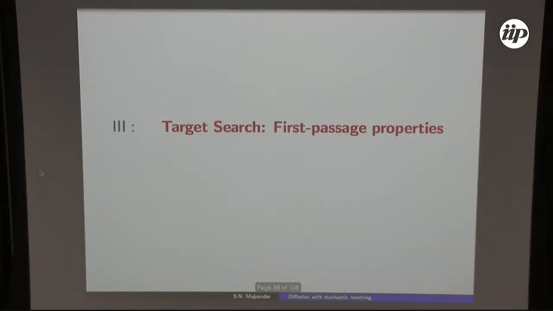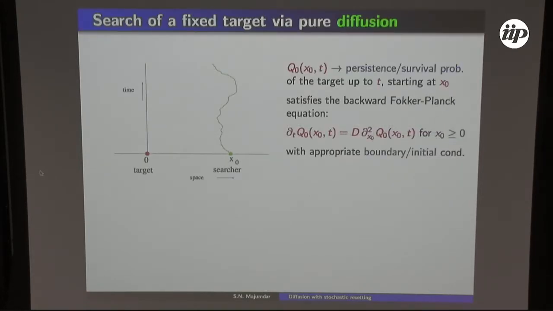So now let me go back to the original question I posed, that is the target search. My question is, does resetting really help, does it make the search process efficient or not? So let's try to analyze that. Again, very simple. I'm just doing it for 1D, and then we'll generalize to higher D. Imagine that you have a fixed target sitting at the origin here, and you have your searcher, who starts at x naught and is just diffusing to find the target. First, let us consider what happens without the resetting, with normal diffusion. So how do I quantify the time? This is just the first passage time, the first time it actually arrives at the origin and finds the target.